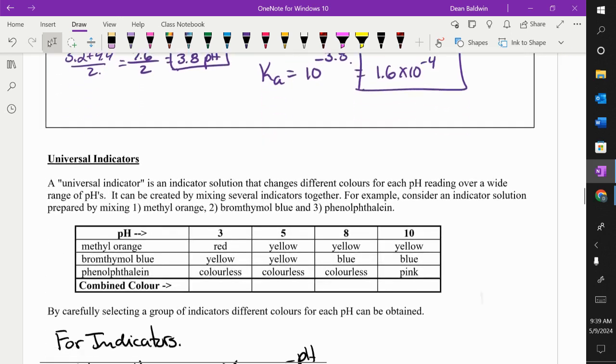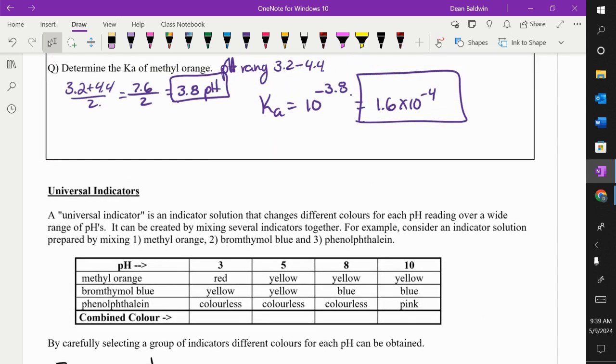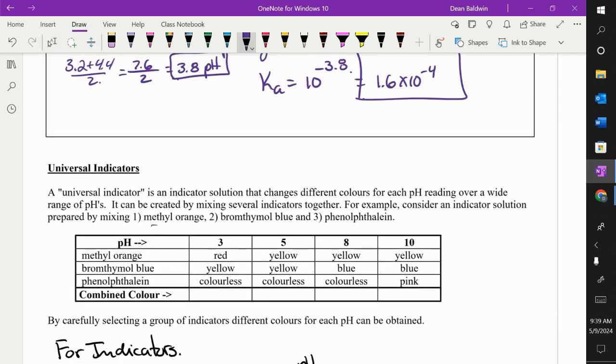All right. So in the lab last week, we used the universal indicator, and I gave you a bunch of pH color changes. All a universal indicator is, is a mixture of a bunch of indicators. For example, if we mix methyl orange, bromothymol blue, and phenolphthalein together, here are the pHs. At pH 3, methyl orange is red, bromothymol blue is yellow, phenolphthalein colorless. So the combined color at pH 3 will be orange. At pH 5, methyl orange has switched to yellow, bromothymol blue is still yellow, and phenolphthalein is colorless, so we'll have a yellow solution.